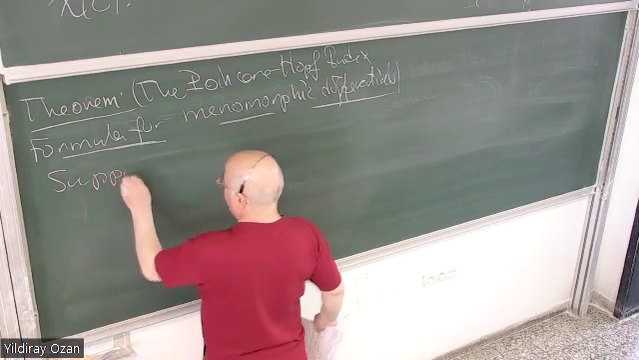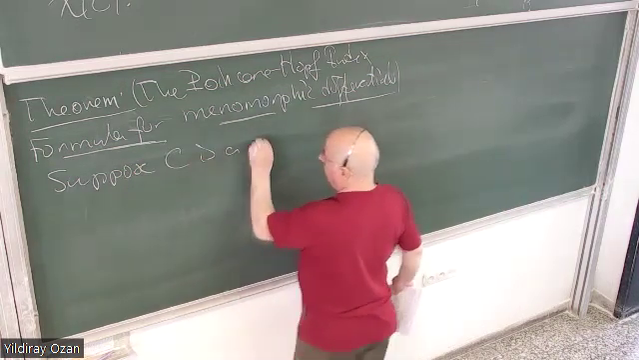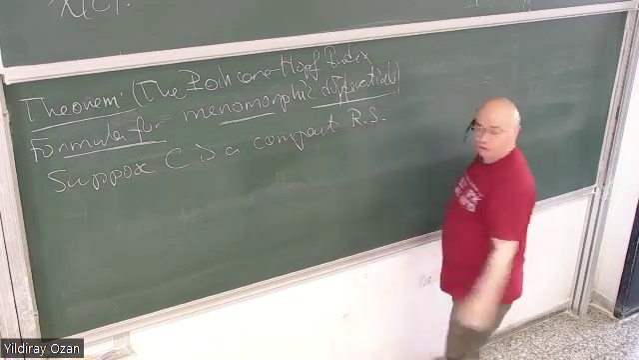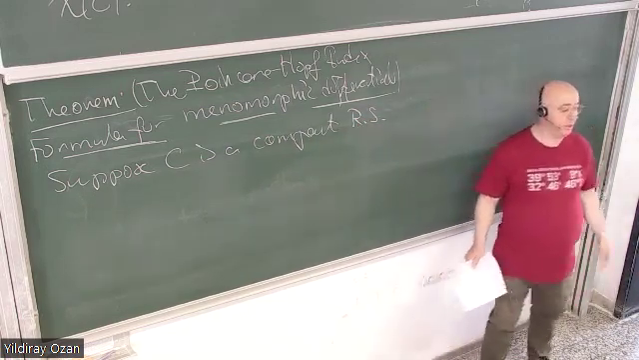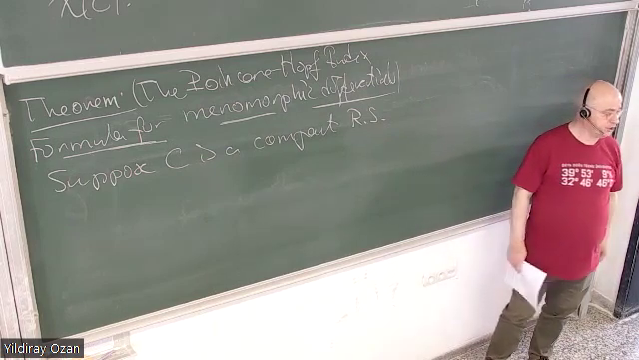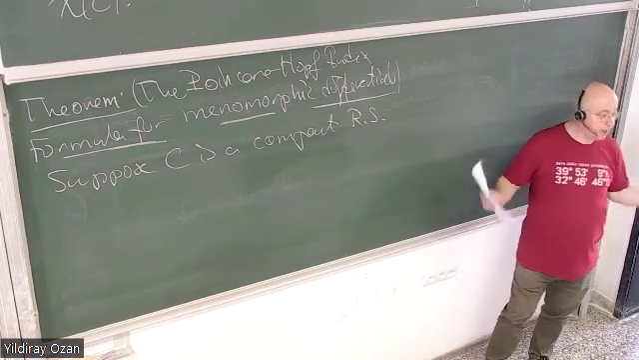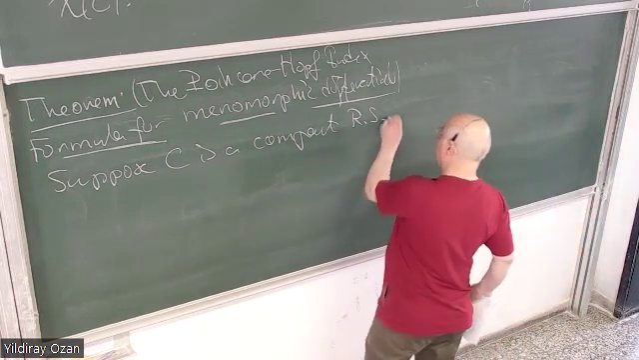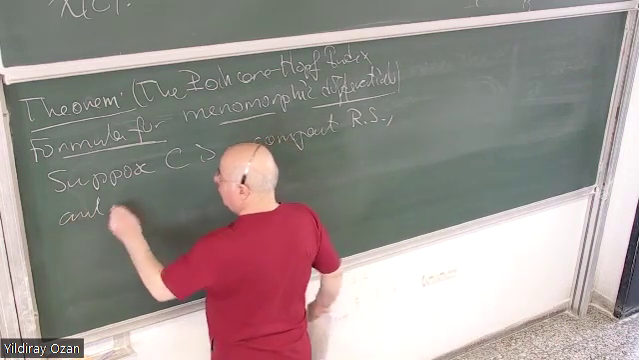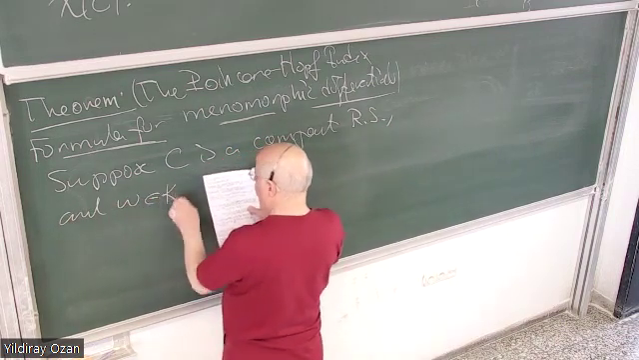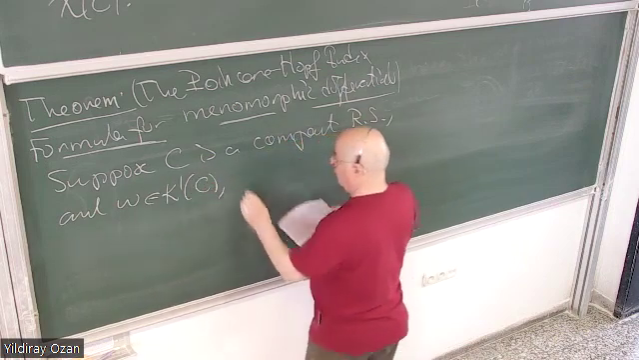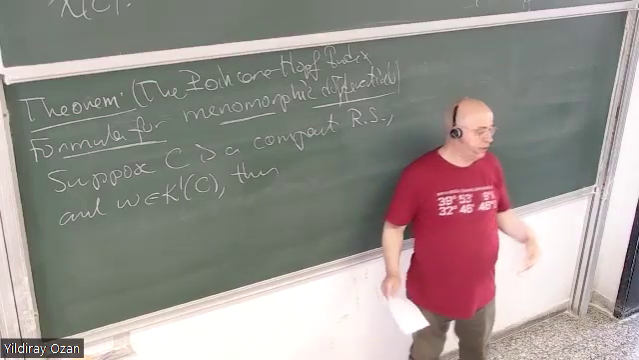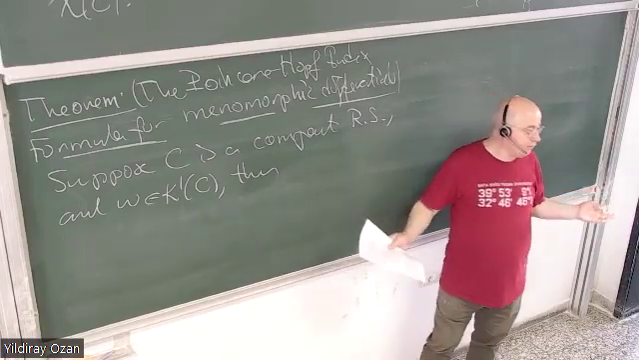Suppose C is a compact Riemann surface. In particular, it's a smooth oriented two-dimensional manifold, a surface without boundary. It has no boundary, a compact Riemann surface. And omega a meromorphic differential form. Well, a meromorphic differential form is, of course, a smooth differential one-form.